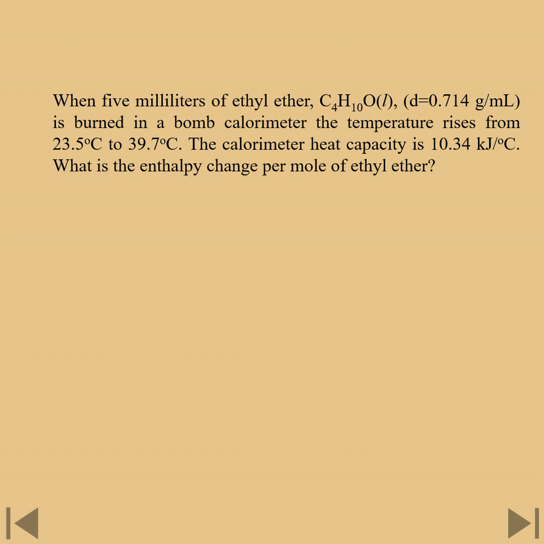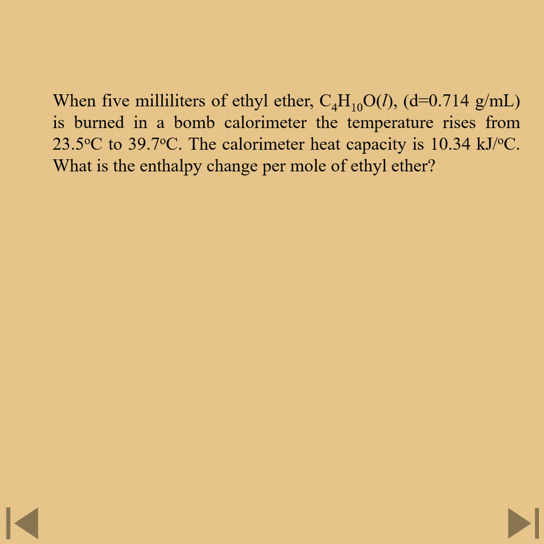Okay, next one, 5 milliliters of ethyl ether, sometimes called diethyl ether, is burned in a bomb calorimeter. The temperature rises from this to that. The heat capacity is 10.34 kilojoules per degree C, so do note how this heat capacity is in kilojoules per degree C. You've seen others in joules per degree C. What's the enthalpy change per mole of ethyl ether? So we're going to be looking for our answer in kilojoules per mole. So this is going to be very similar to what we did before.